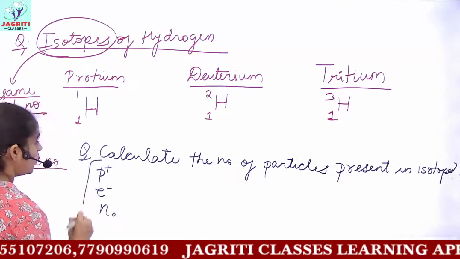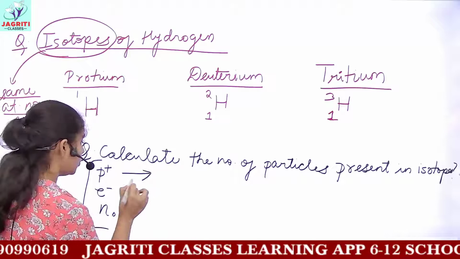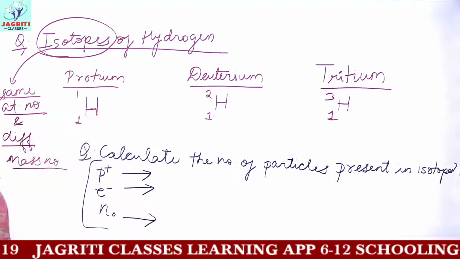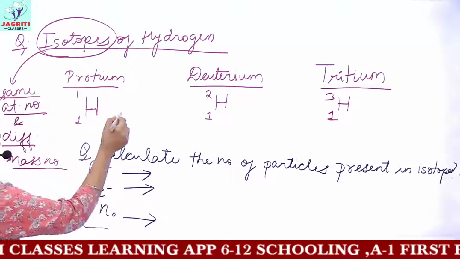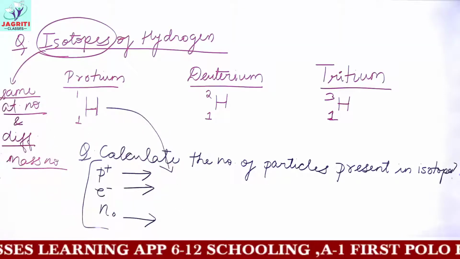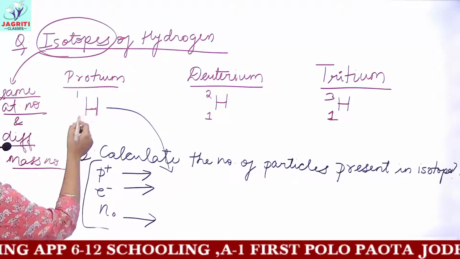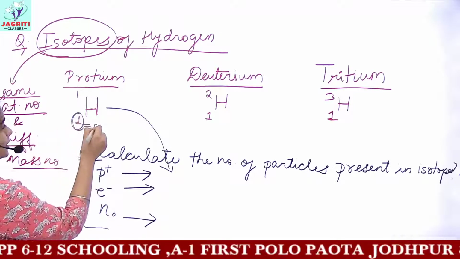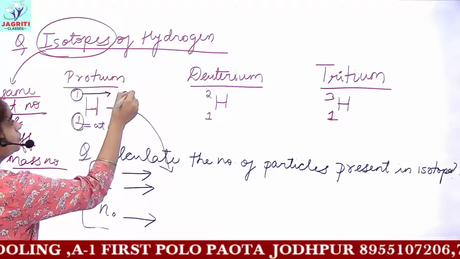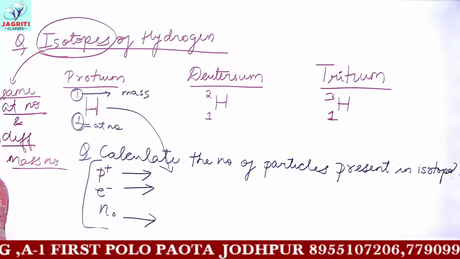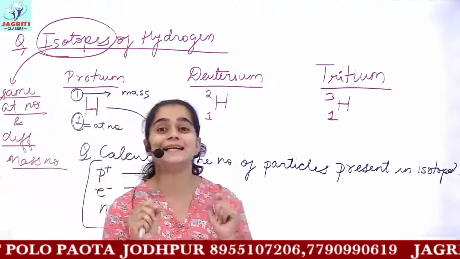So can you now calculate, as we calculated in our previous videos, the number of protons, neutrons and electrons in these 3 isotopes? Now talking about protium first, how many electrons and protons are present in protium? To do so, you know that 1 represents the atomic number here and this superscript 1 shows you the mass number. As we already said, atomic number is the number of protons present in any atom.